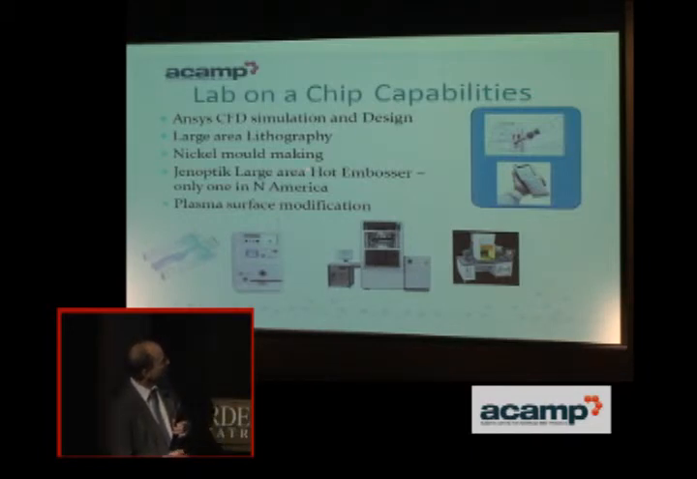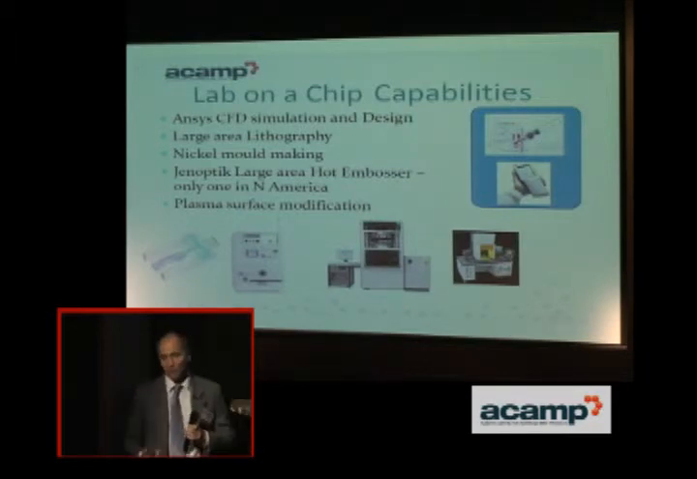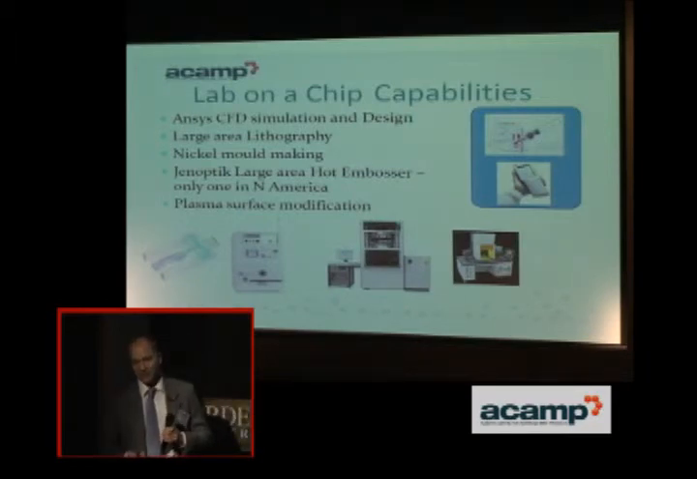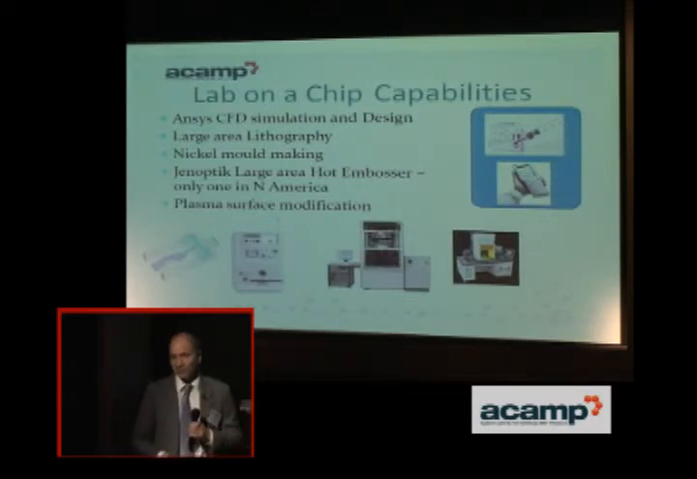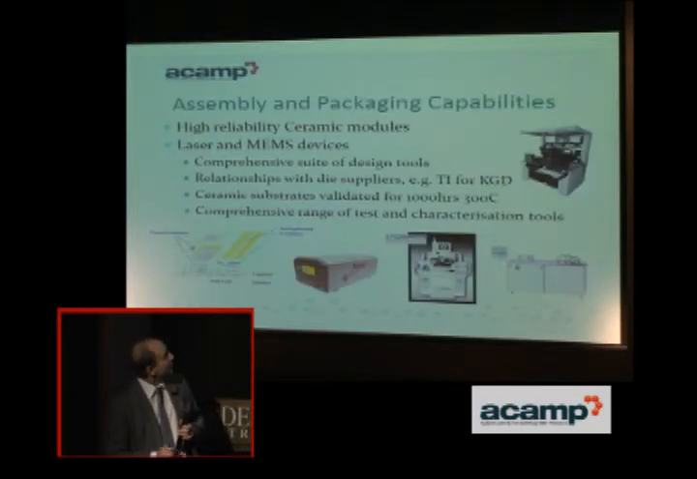We can do all the mold making, and we actually have a hot embossing capability that lets you produce reasonable, moderate volumes of chips, maybe 100,000 units a year, up to that type of volume. And we have a few other useful tools, like we can modify surface energy using plasmas and fun stuff like that. So, assembly and packaging, we can build modules, as I've pointed out, using our ceramic process.